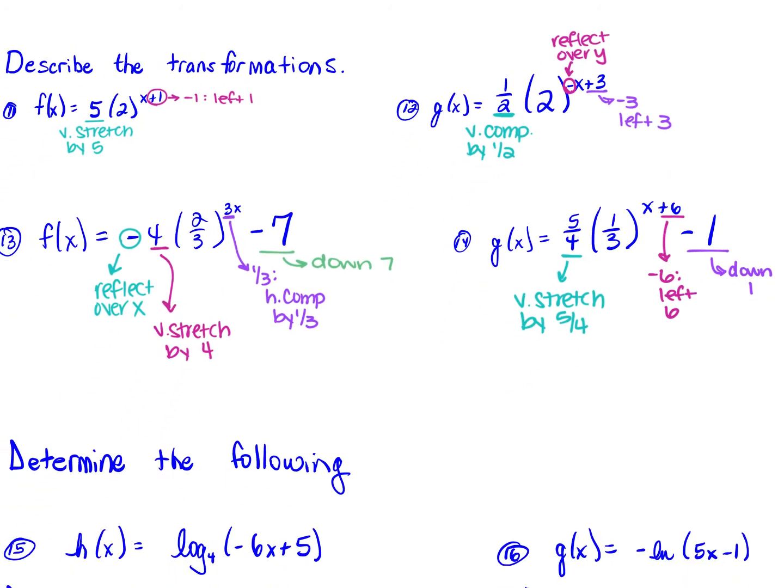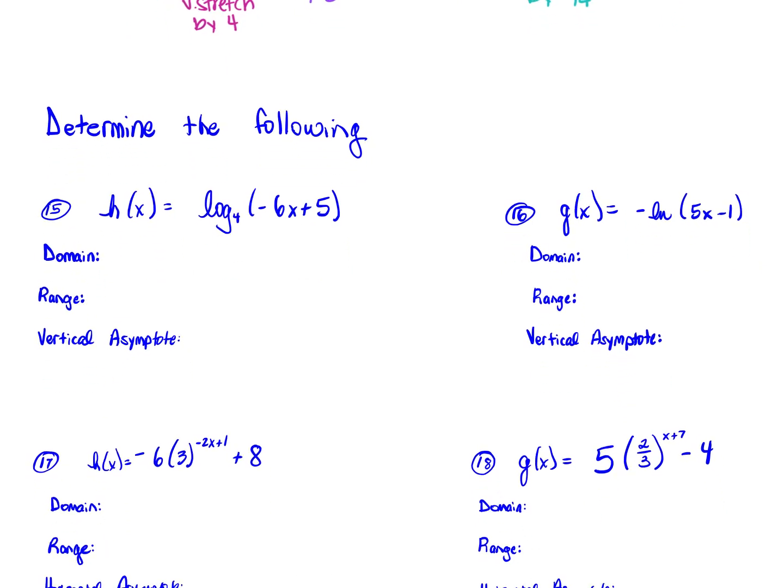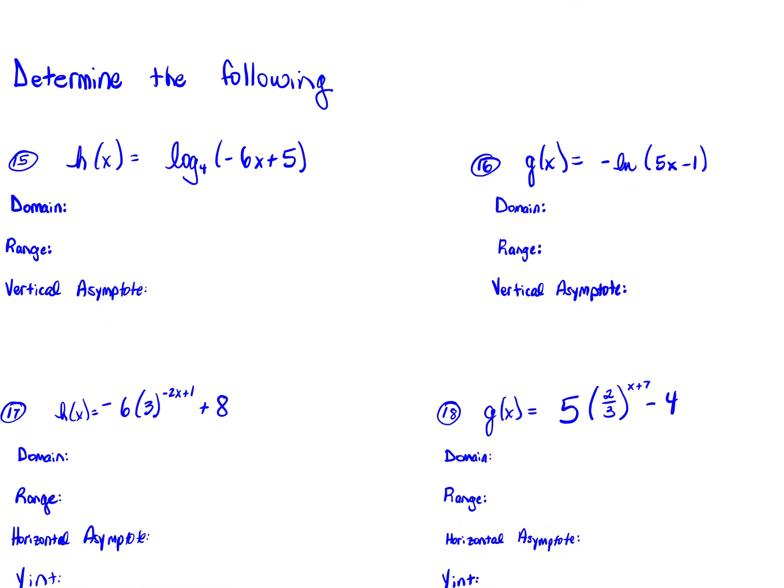For the next section, you are working with exponential and log functions, and you're finding the domain, the range. If it's a log function, your vertical asymptote, which comes from the parentheses. Set up what's in parentheses equal to 0, then solve. If you are working with your exponential functions, you're going to find the horizontal asymptote, which is your vertical shift up or down, and then your y-intercept.